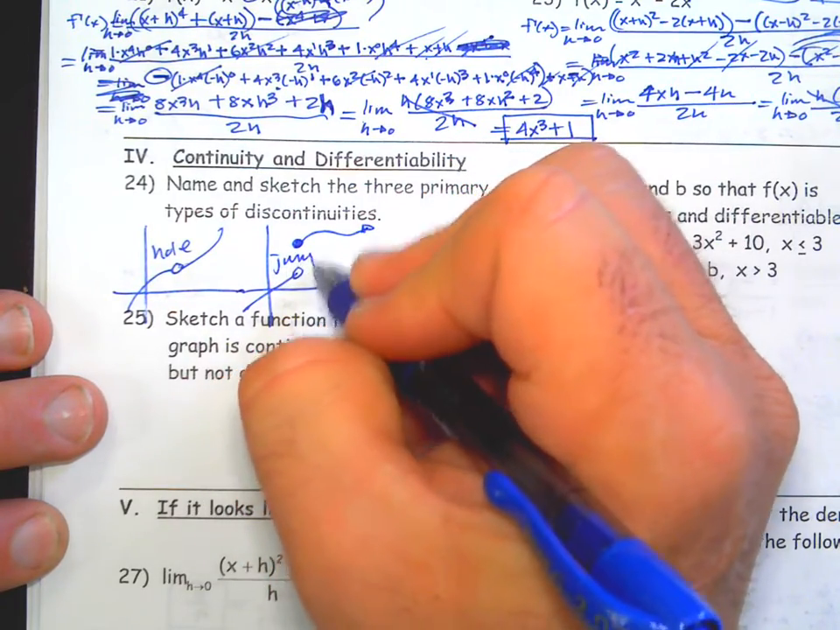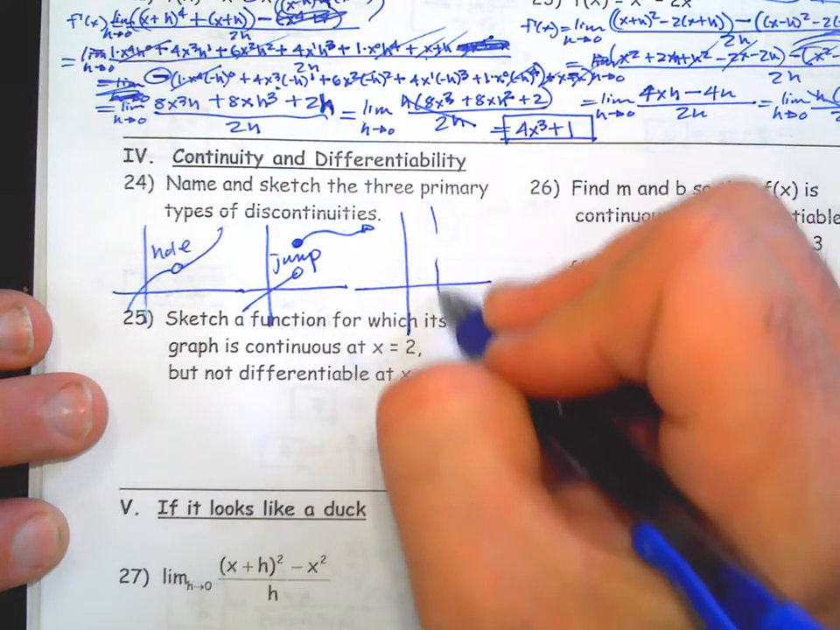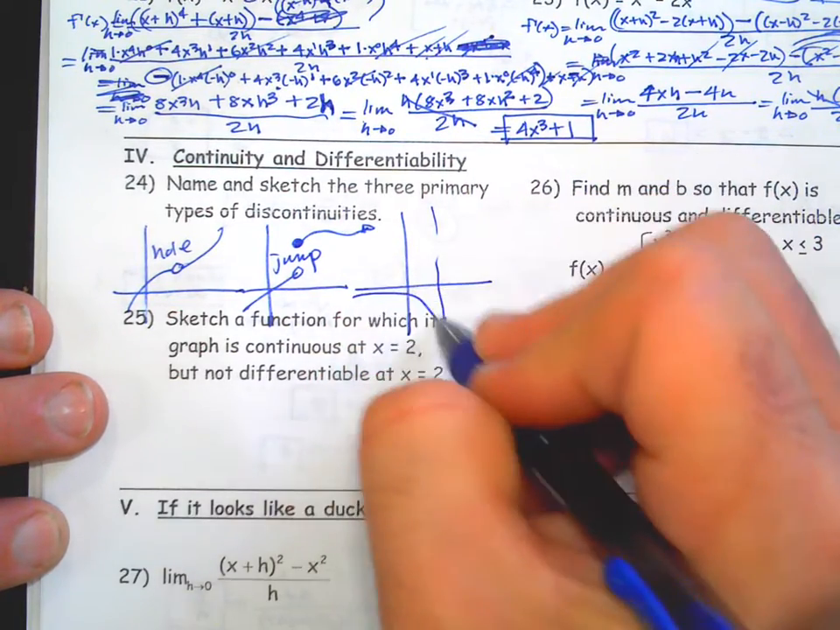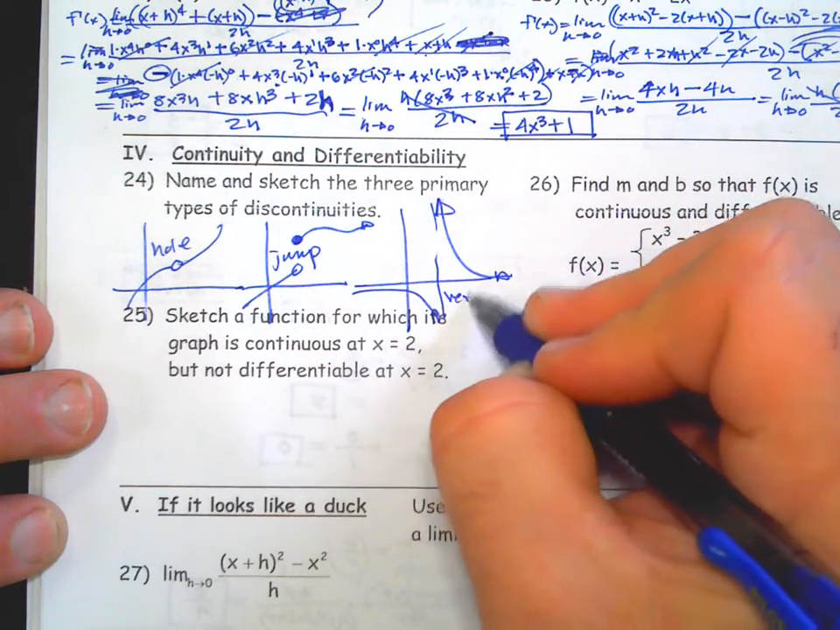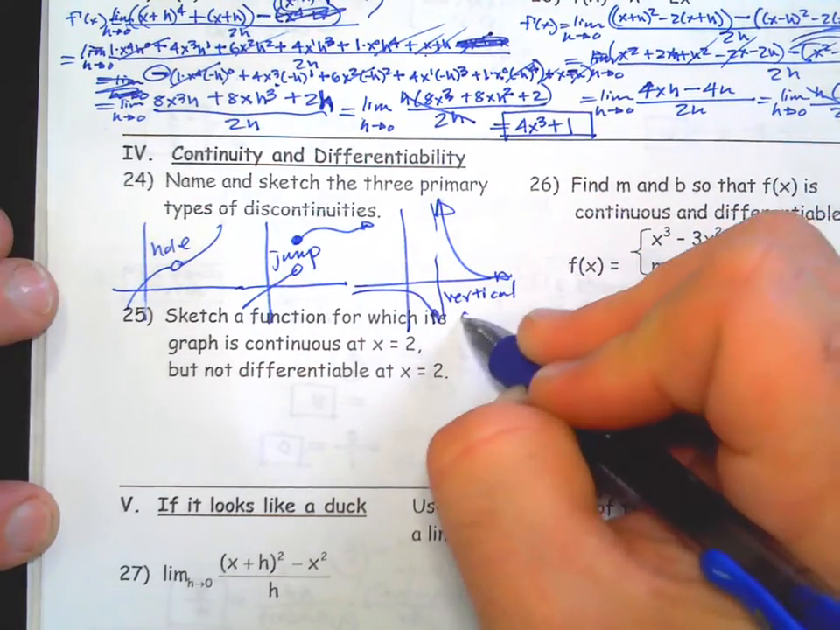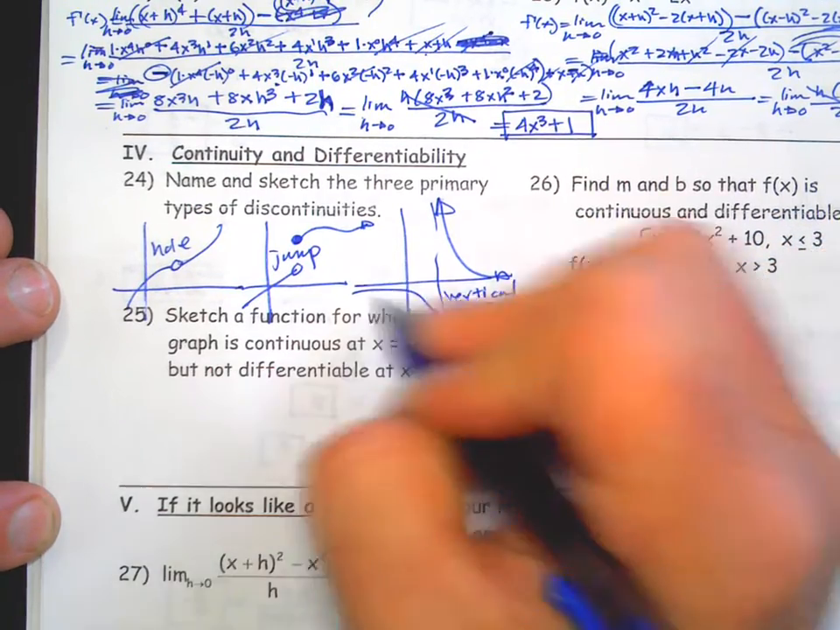So draw and name them, or it could be a vertical asymptote. So something like this, maybe. Name and sketch them. Okay, all right.